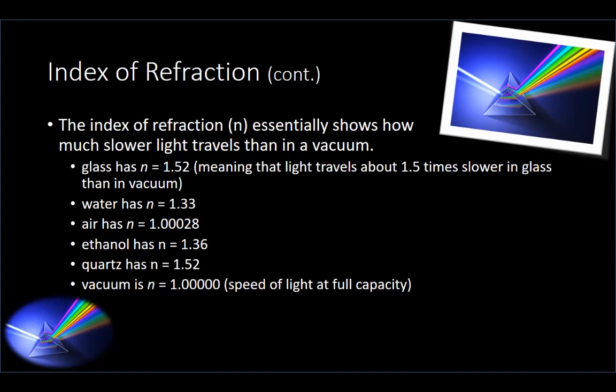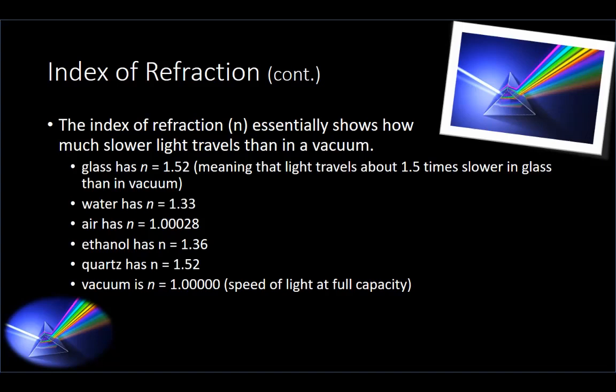Water has an n value of 1.3. Air, which is what we get our light through, is 1.00028, so it's pretty close to 1. The air molecules do slow it down, but compared to a vacuum, and compared to these other n values, it's pretty low.